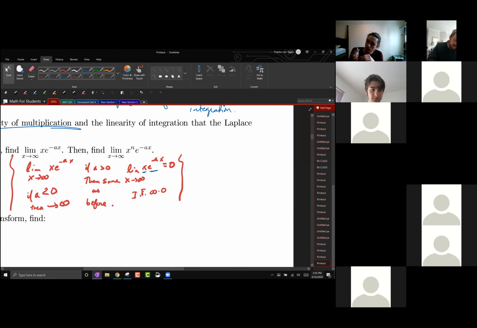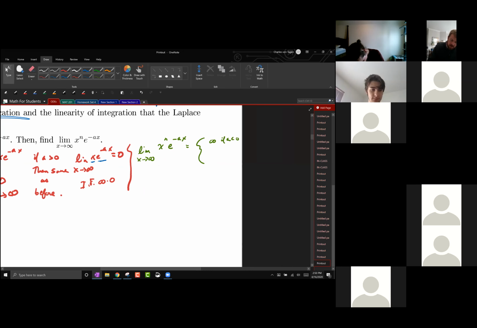So let's go ahead and make this conclusion, because I don't want to have to evaluate this limit the long way. So the last thing I want to say is that the limit as x approaches infinity of x e to the minus ax is going to equal infinity if a is less than 0, or I guess we can even say a is less than or equal to 0. But it's going to equal 0 if a is greater than 0. And that's by performing L'Hopital's rule n times. So I don't want to do that each time.